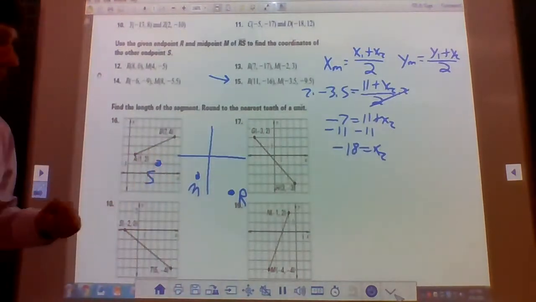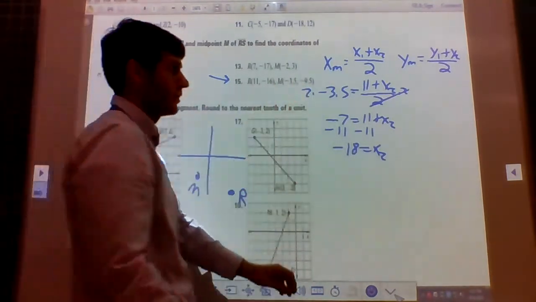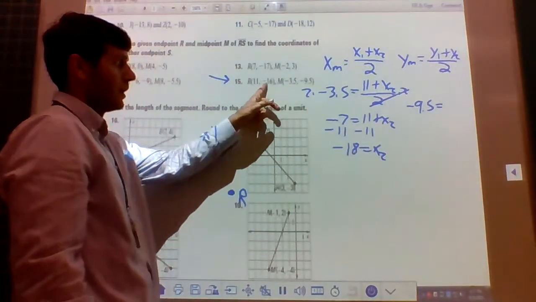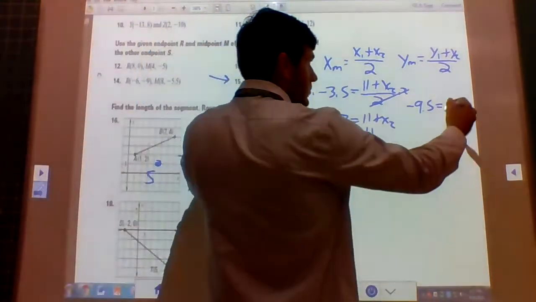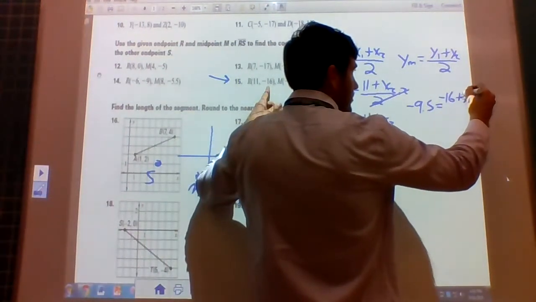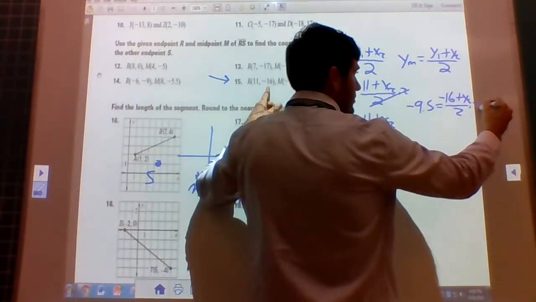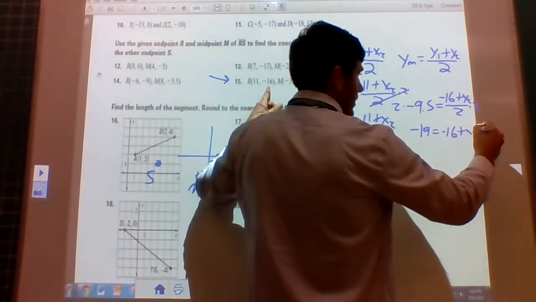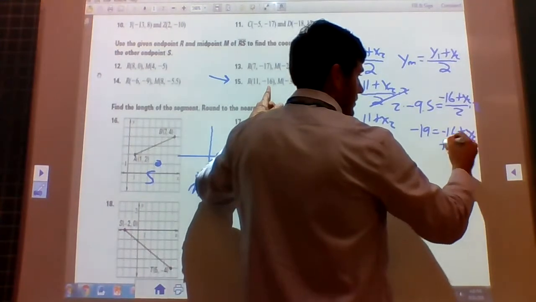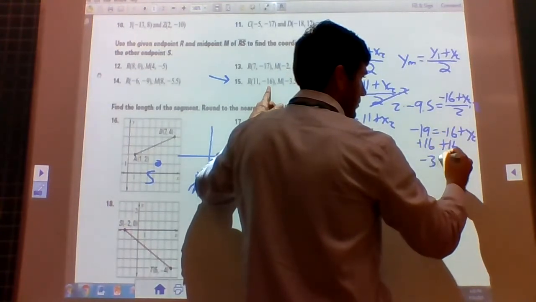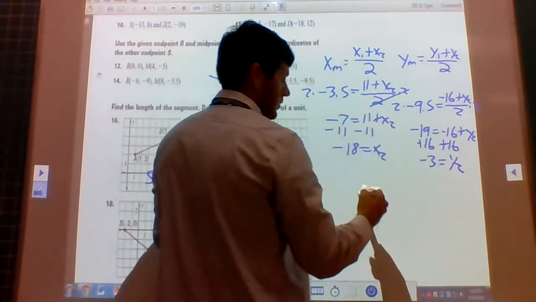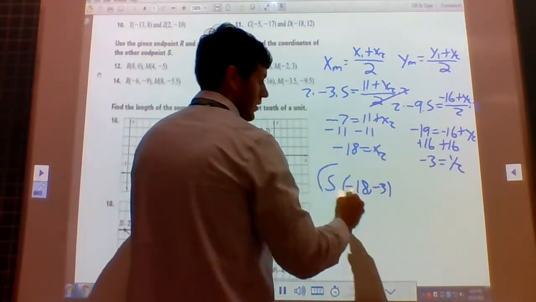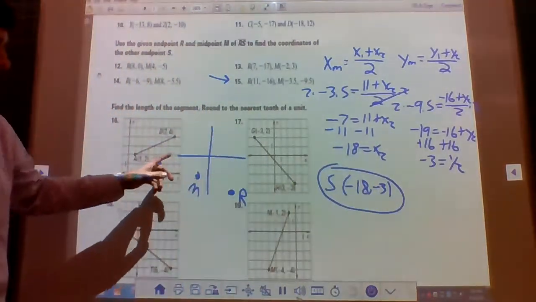Let's find the y value though. So the y value of the midpoint is negative 9.5. The y value that we have is negative 16 for the endpoint, plus y2, divided by 2. You multiply both sides by 2. That's negative 19 equals negative 16 plus y2. Add 16 to both sides, negative 3 equals y2, so our coordinate is negative 18, negative 3. Okay, and that makes sense.